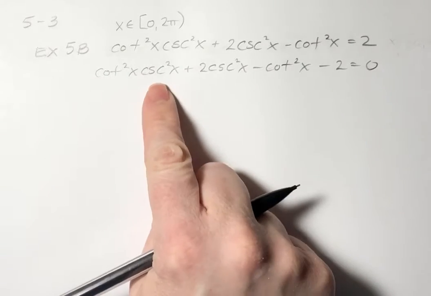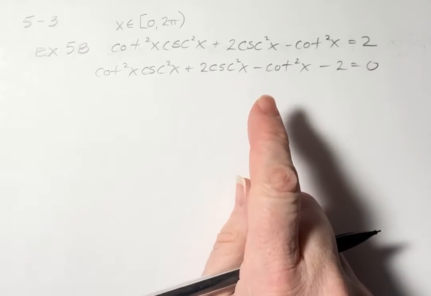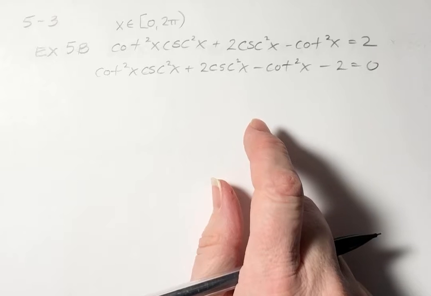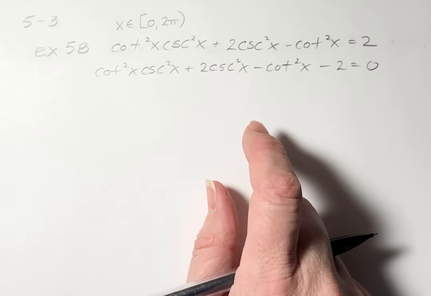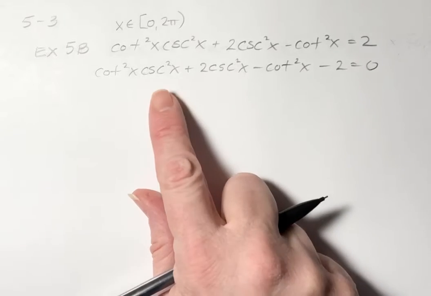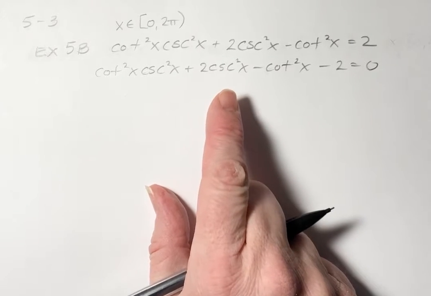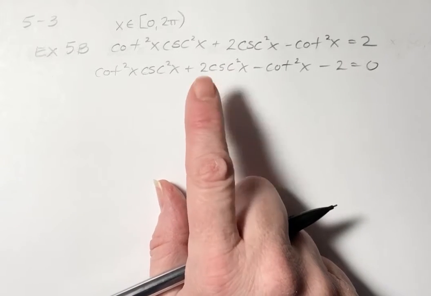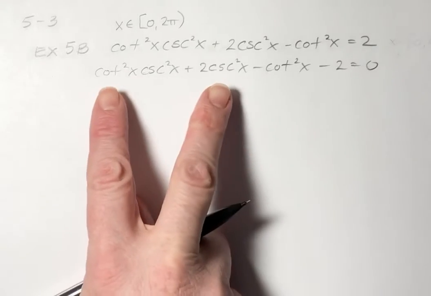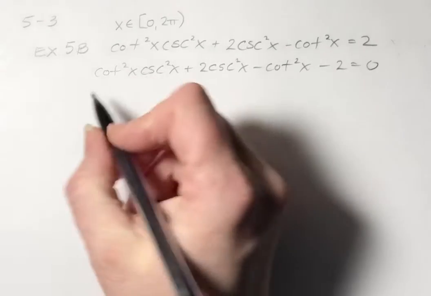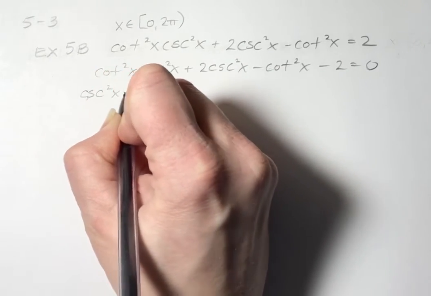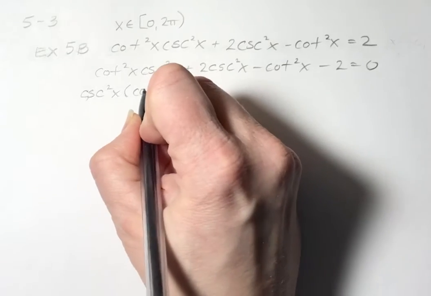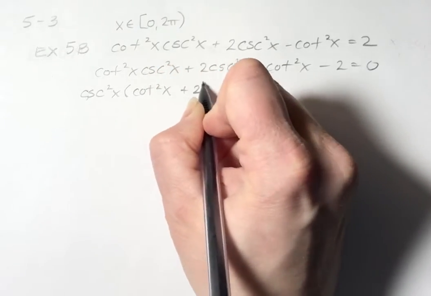I've got cotangent squared and cosecant squared, and so this is potentially one where I could try to substitute my cosecant squareds for my cotangent squareds and so on, but for right now what I'm going to do is factor by grouping. So I see these two have a cosecant squared, and I'm left with cotangent squared plus 2.